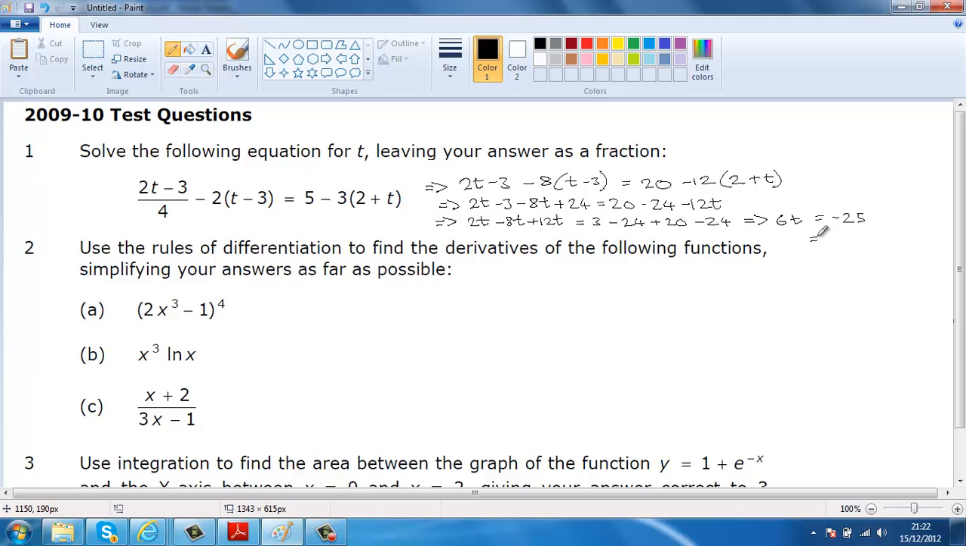And therefore, dividing both sides by 6, or using the idea of cross multiplication, where the 6 can move diagonally across the equal sign to go underneath it, minus 25, we end up with t equal to minus 25 over 6.